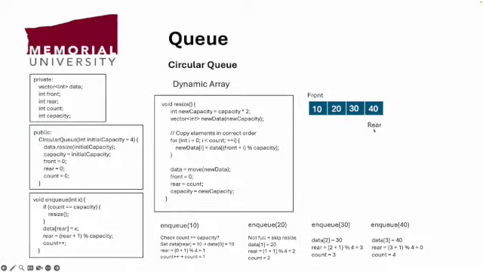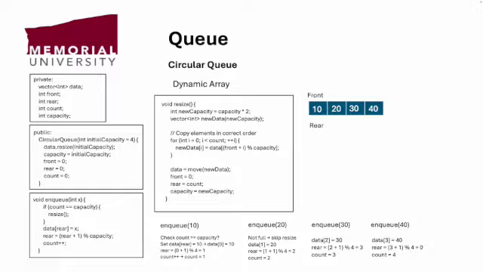Where's the rear going to? After that, it goes back to 10, back to the first position, going back to here. Okay? That's how to make a circular queue. Make sense? Count equals 4, right? Make sense? How to make a circular queue?